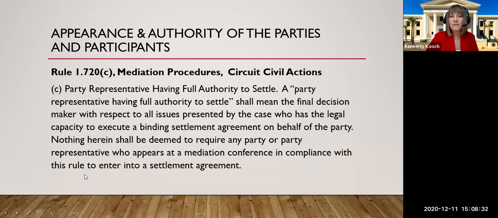If you look further down for civil actions, you find a definition for party representative having full authority to settle. Neither the small claims rule or the county action rule that we just looked at has a definition for what a party having full authority to settle means. So here, we have a definition, and what is compelling is that the person has the ability to execute a binding settlement agreement on behalf of the party. There's also a statement that says that nothing in this rule shall require anyone who appears at a conference to enter into a settlement agreement, and a restatement of what I think of as the party self-determination to agree or not to agree.